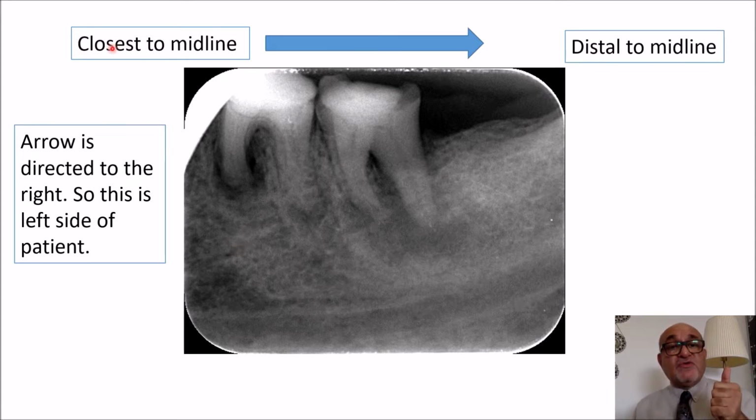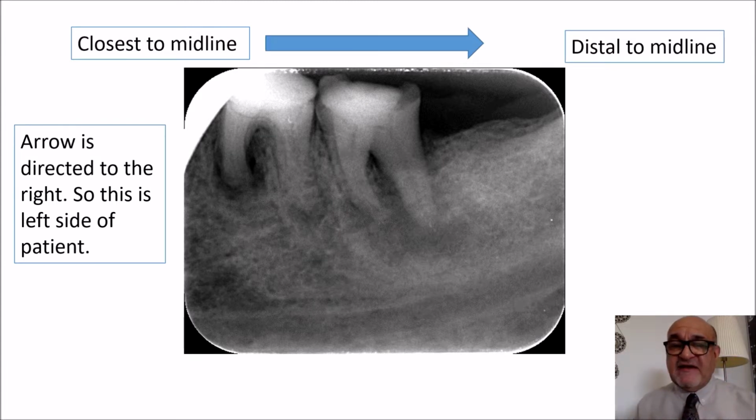Next, you're going to locate the area closest to the midline. What do we mean by the midline? If this is the 7, this is the 6, and then the 5, 4, 3, so this is the area closest to the midline. Next, you're going to draw an arrow from the midline that will extend backwards, posteriorly or distal to the midline. If this line is directed towards the right, it means that this is the left side of the patient.